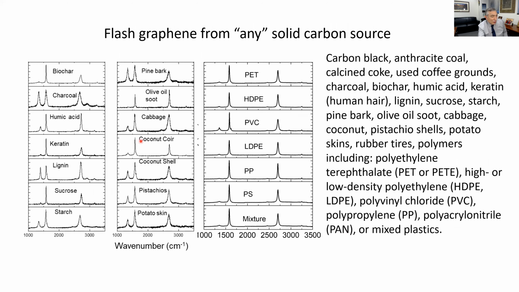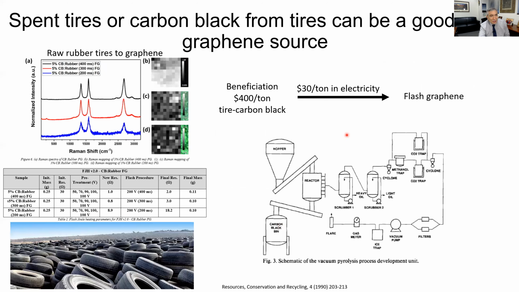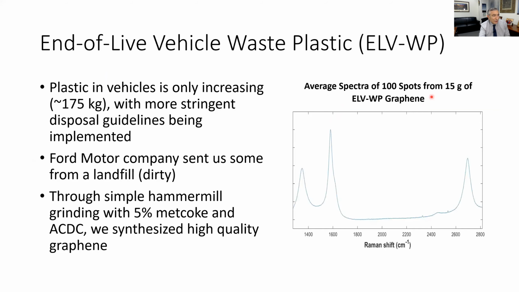We have taken all sorts of foodstuffs and proteins and coconuts, we turn them into graphene. This was done in our first publication. Look what we've done, how good we can get this. This is any type of plastic: polyethylene terephthalate, high density polyethylene, polyvinyl chloride, low density polyethylene, polypropylene, polystyrene, doesn't matter. We can mix them all. Beautiful graphene. We can take rubber tires, $30 a ton, turn it into graphene, or tire carbon black, $30 a ton into flash graphene.